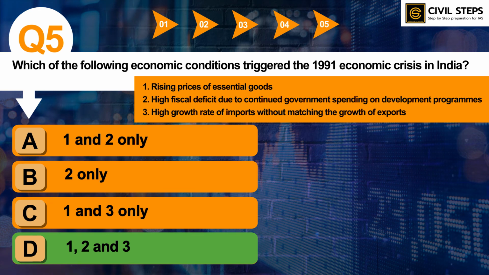So you should be aware of what is 1991 economic reforms and what was the economic crisis that led to the 1991 economic reforms. What is LPG reforms, liberalization, privatization and globalization. And you should also know what were the economic conditions from the national perspective of India, and there was one international perspective also that led to these 1991 economic reforms. So you should read about this topic from standard sources.